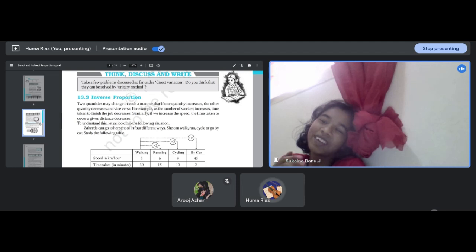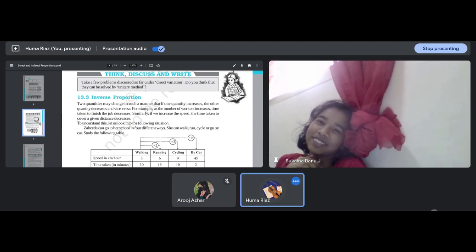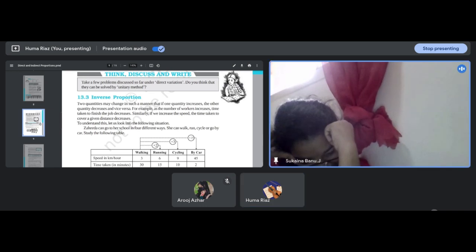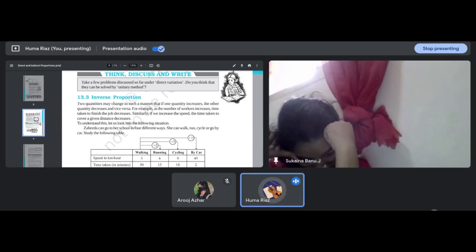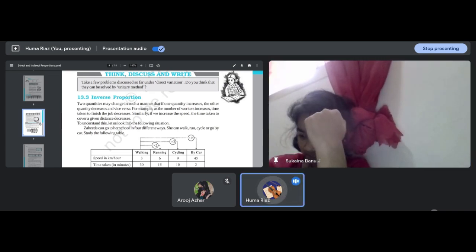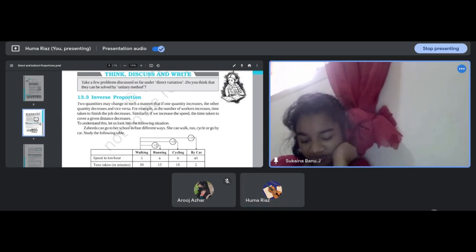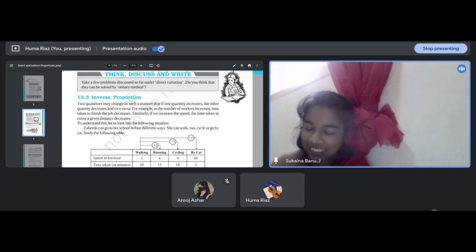Okay, can you give any other example? Just like that, if you have to compare two quantities, one increases and the other one decreases. Okay. What else?